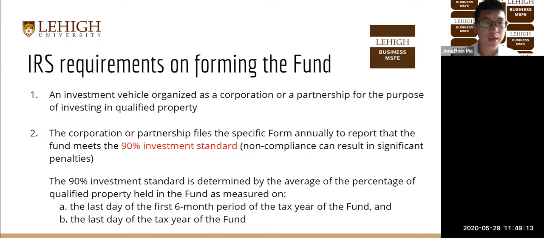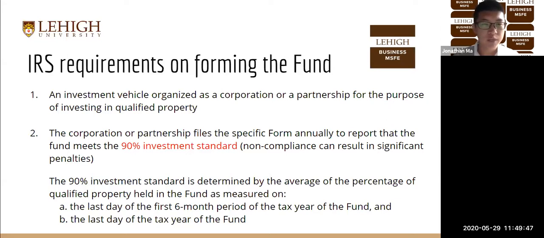So first is the IRS requirements on forming this fund. Actually, the requirements are pretty simple. The first one is the fund should be an investment vehicle organized as a corporation or partnership for the purpose of investing in qualified property. The second one is a corporation or partnership creating this fund needs to file the specific form annually to report that the fund meets the 90% investment standard, and non-compliance can result in significant penalties.